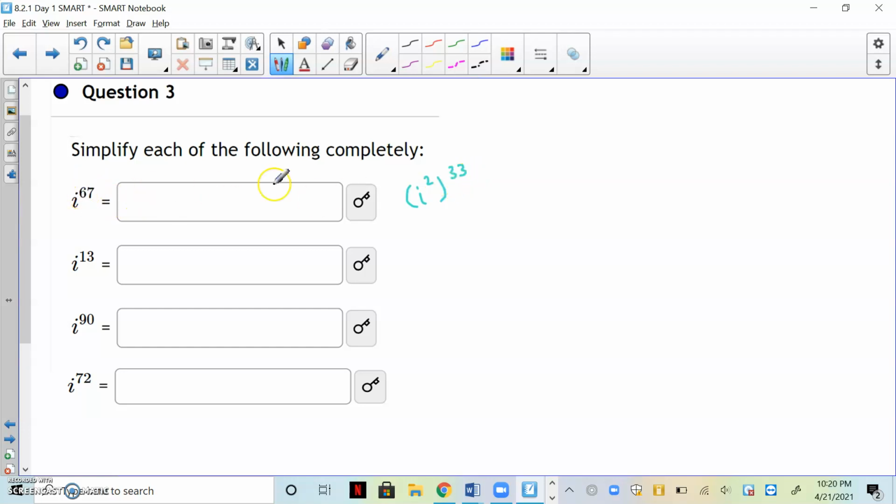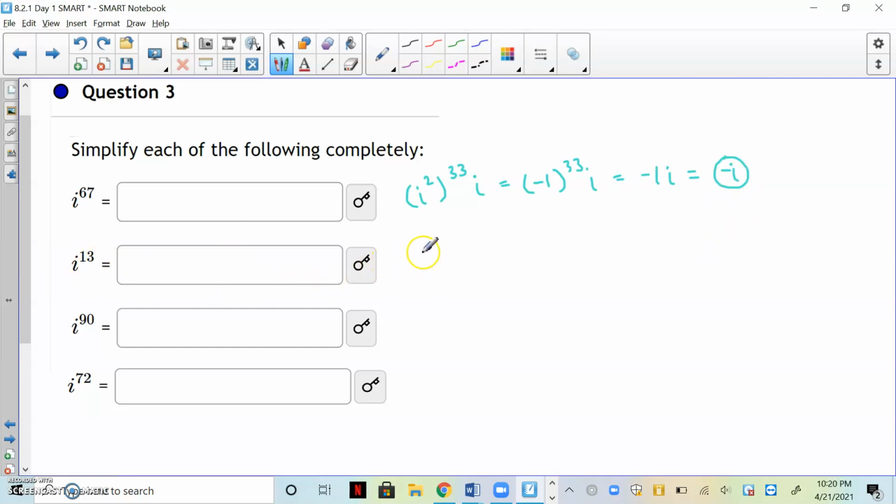But I still have 67 i's, so let's put another one out here. All right, so this I can simplify to -1 to the 33. i squared is -1. And then times another i. So -1 to the 33rd power is going to equal -1. Okay, so this becomes -1i. So our answer is just -i. You can write -1i as well. I don't care. All right, so let's do another one.